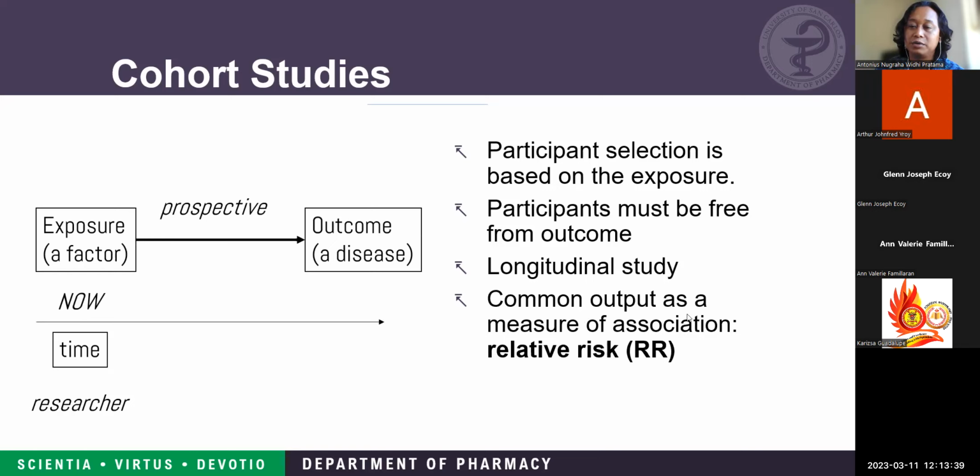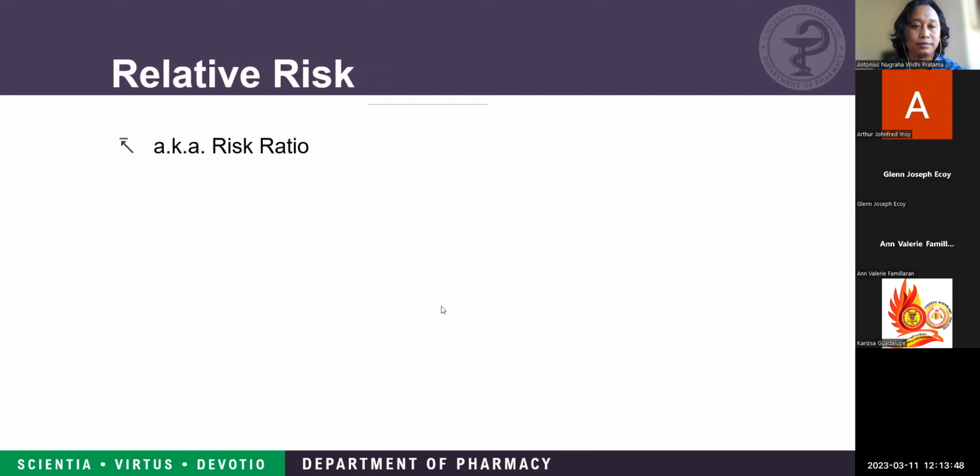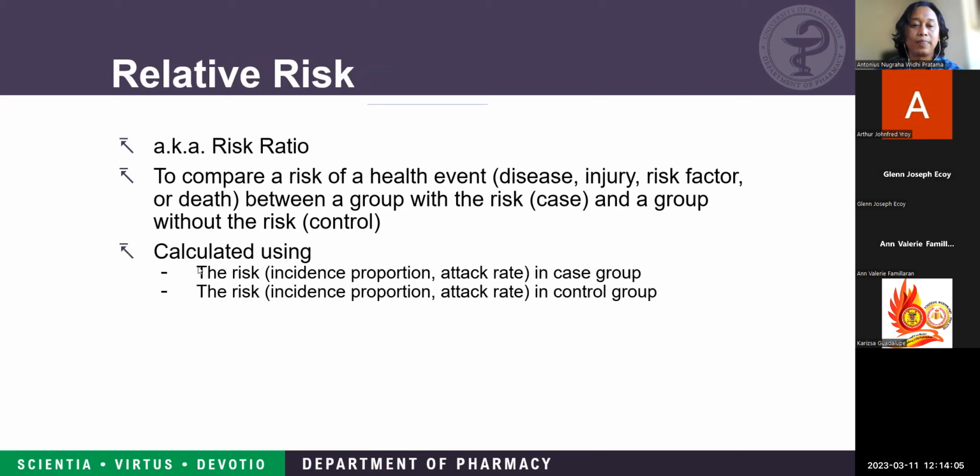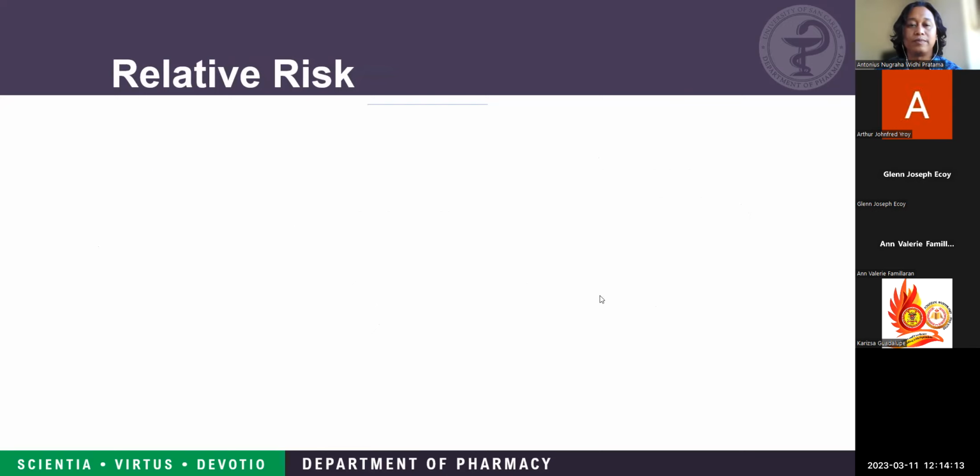And then the common output is the relative risk, not the odds ratio. It is also called the risk ratio. This compares the risk of a health event between a group with the risk or case and a group without the risk, the control. To calculate it, the risk, the incidence proportion, is calculated in the case group and in the control group.